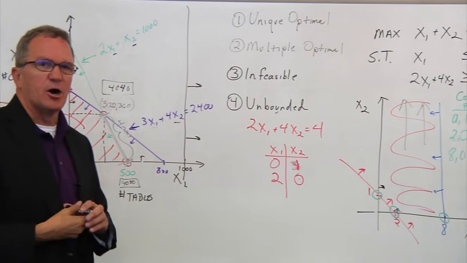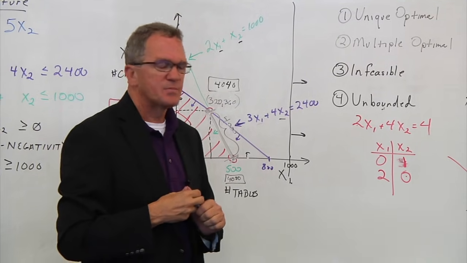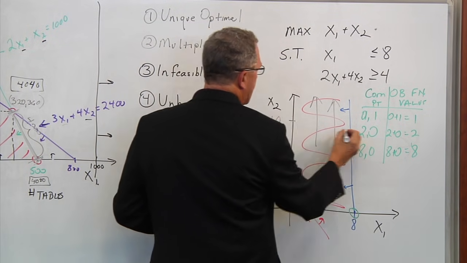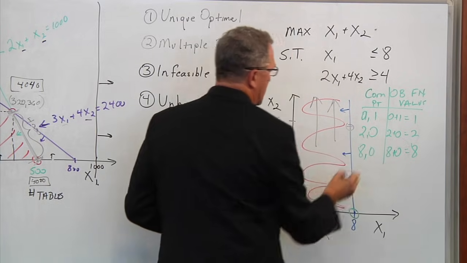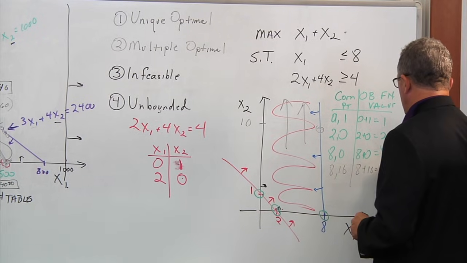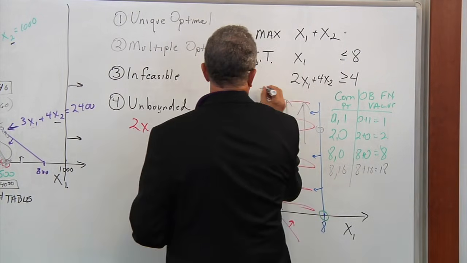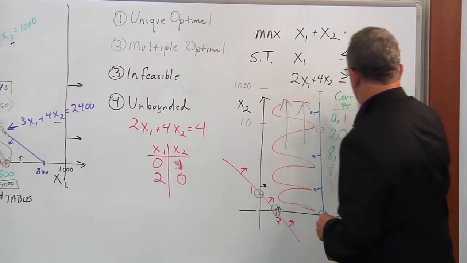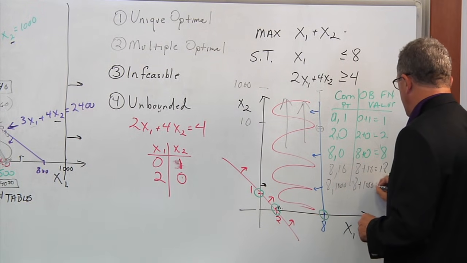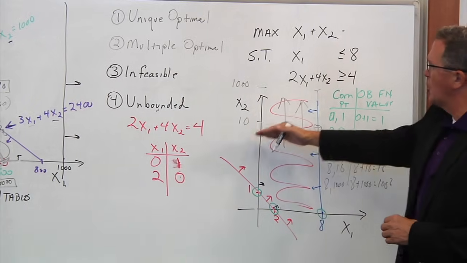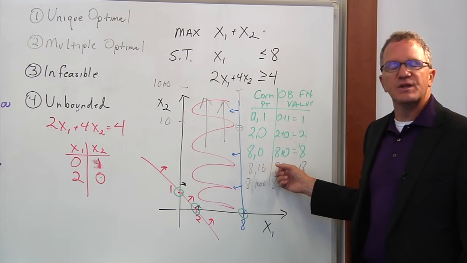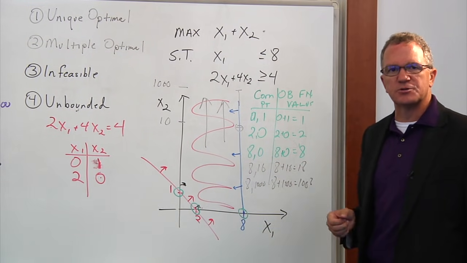When you see you have no lid on it, you need to test another point. Let's test a point out here at x2 equals 10 and x1 equals 8. At 8, 10, I end up with 8 plus 10, which is 18. What if I go up here to 1,000? At 8, 1,000, 8 plus 1,000 equals 1,008. As I keep going up, as x2 keeps going towards infinity, I get to be more optimal. It's unbounded. That's an unbounded solution.